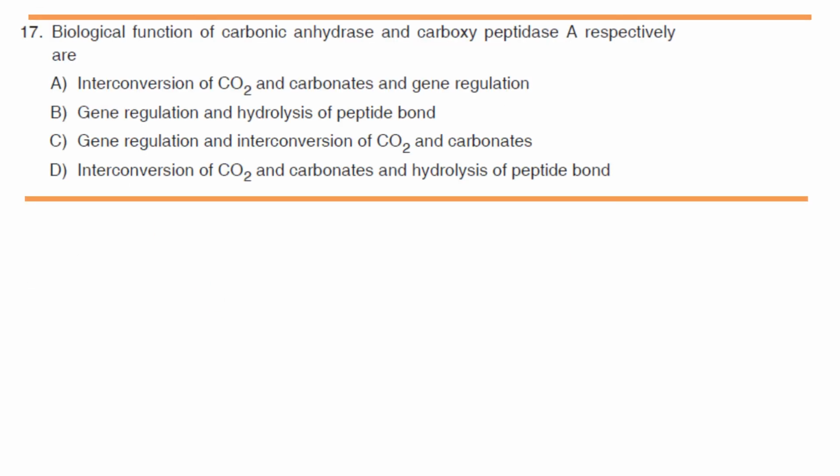Therefore, the correct option for this question is option D, that is, carbonic anhydrase is involved in the interconversion of carbon dioxide and carbonate, whereas carboxypeptidase A is involved in the hydrolysis or cleavage of peptide bonds, or removal of the C terminal amino acid from a polypeptide chain.